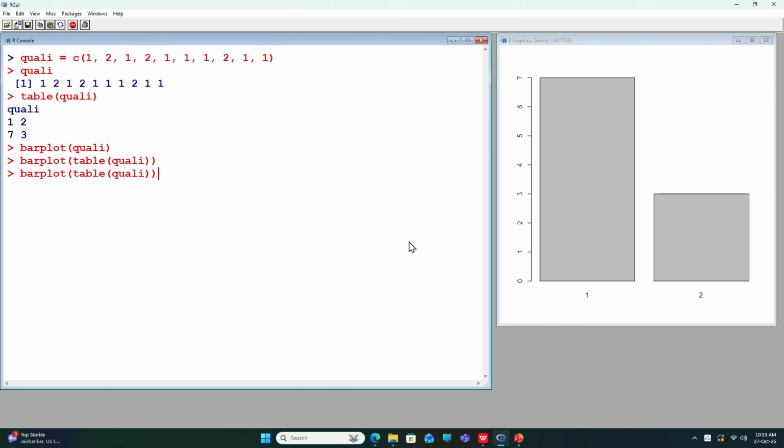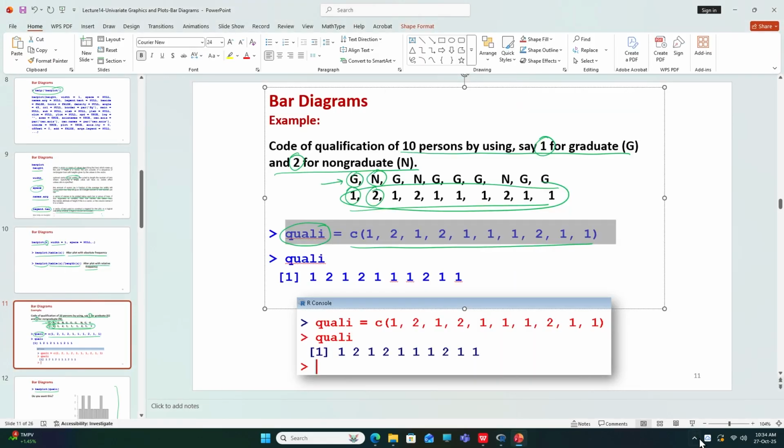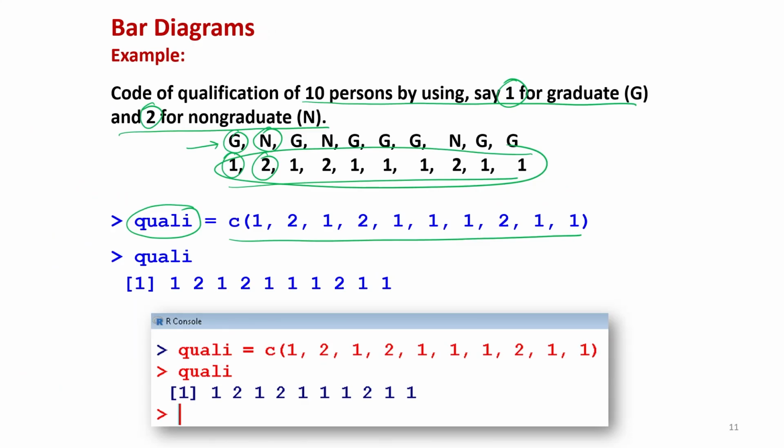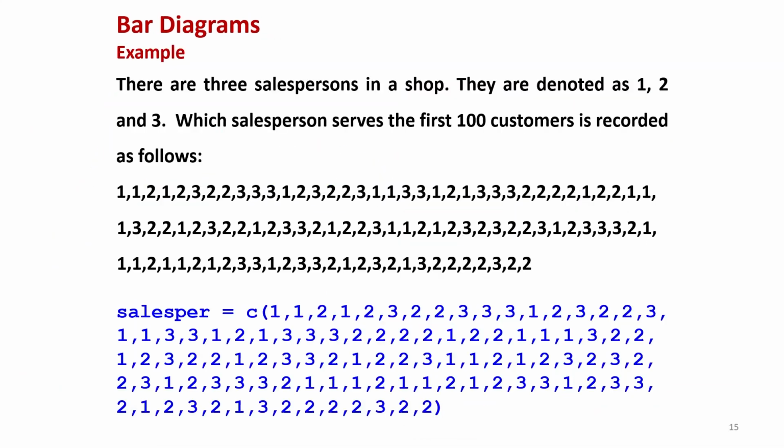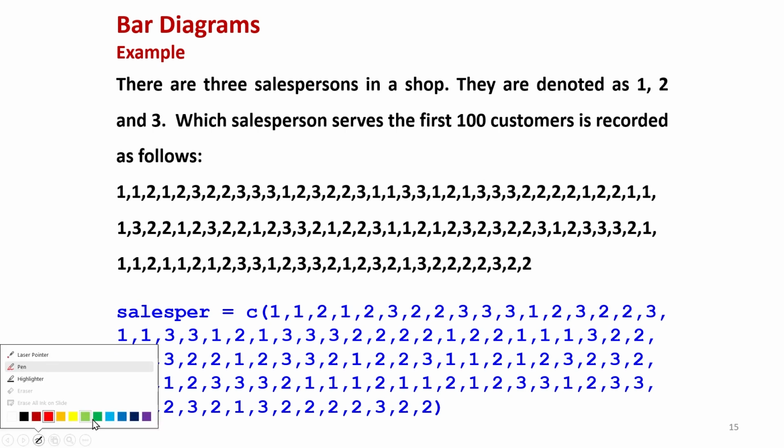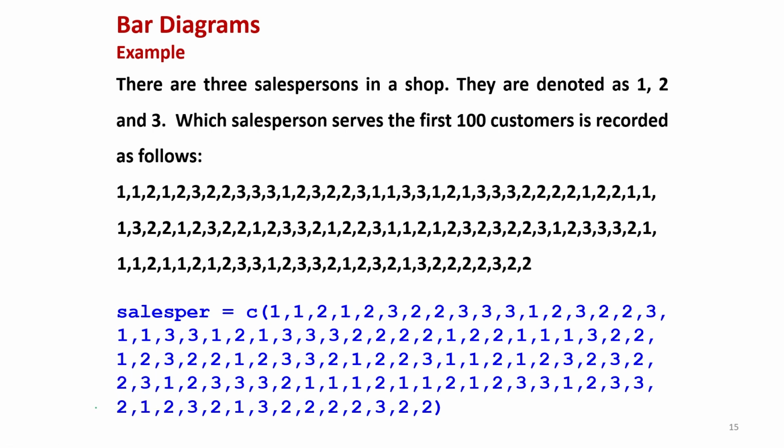And similarly, if you want to have it in terms of the relative frequency, you can see this is table divided by length, and the graphic will remain the same, but the frequencies on the y-axis will change. So you can see it is not a very difficult thing to create such bar plots in the R software. Now let me give you one more example to convince you.